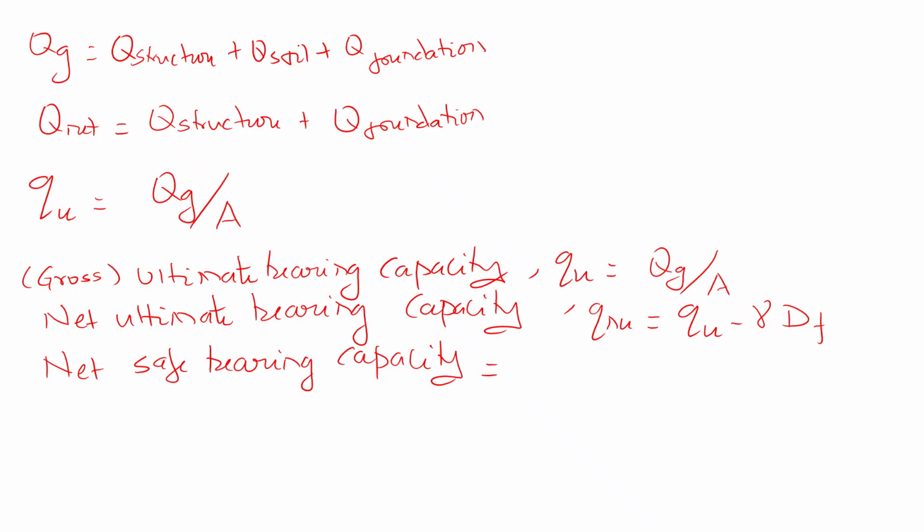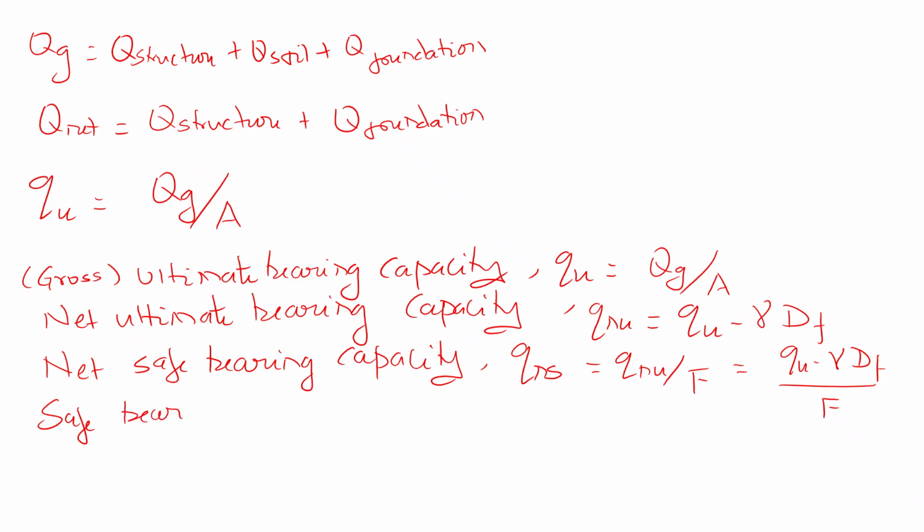Next is net safe bearing capacity. Here I have the term called safe, which means I should apply a factor of safety to my load. But still it is net, which means I have not included the effect of soil. This is QNU divided by factor of safety, which is nothing but QU minus gamma DF divided by factor of safety.